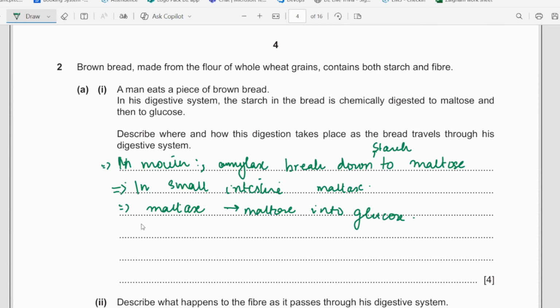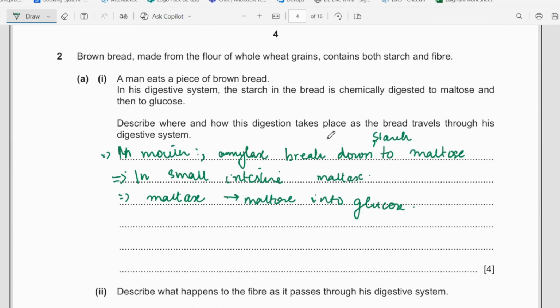So you would be given 2 marks for the part where and the enzyme that is produced over there. One part, mouth and salivary amylase. Second part, small intestine and maltase. The other two marks are for the function. What is the function of amylase and what is the function of maltase? This is how you get 4 marks.